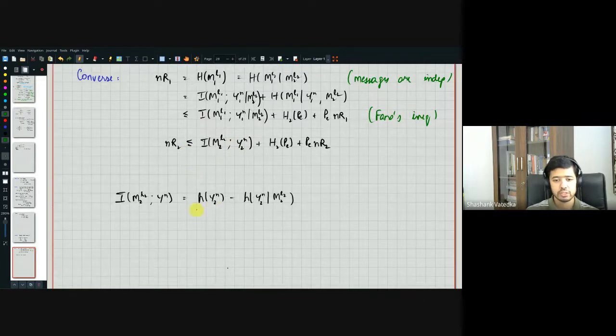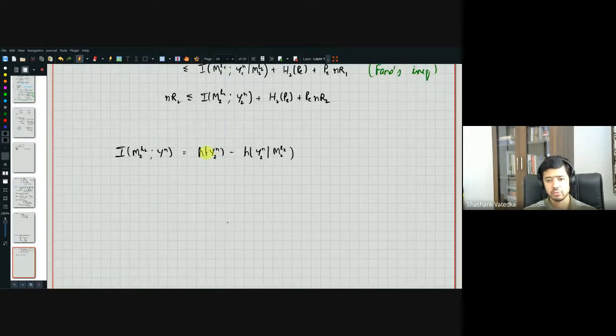All right. So let's start with the definition of the mutual information in terms of the differential entropies. Note that Y2^n is a continuous random vector, whereas M2 is discrete, so you need to be a little careful over there. So this is the difference between the differential entropy of Y2^n and the conditional differential entropy of Y2^n given the second message M2.